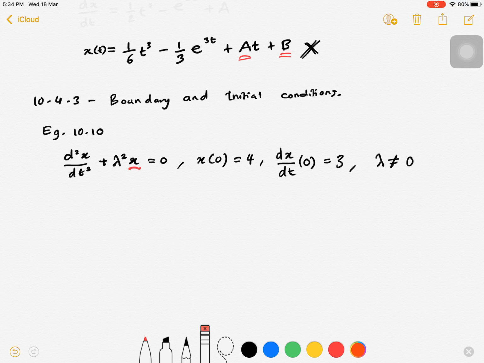If you go to chapter 10.4.2, we can know that when we have this kind of equation, we can solve it. We know that the answer x(t) is equal to, so this is the form of the answer, a sine lambda t plus b cos lambda t.